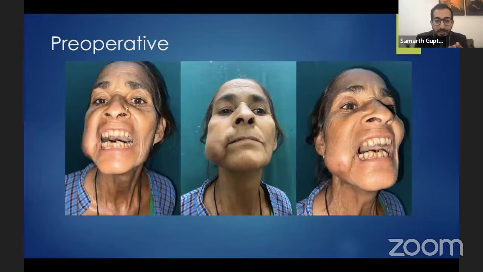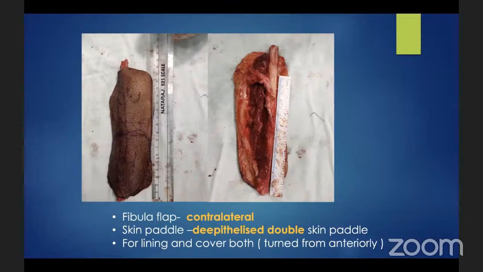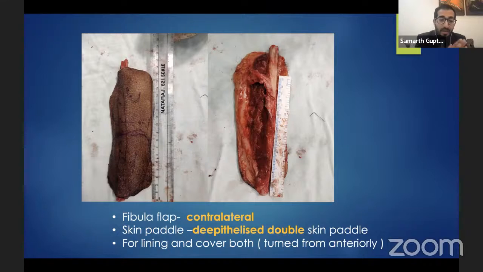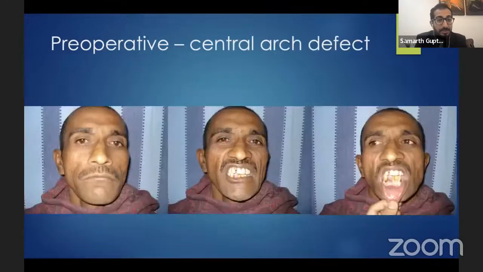There's another patient where the mandible has been reconstructed using fibular bone. The contralateral fibula bone was used, and the skin paddle was used to cover both the lining and the cover. Cover means the skin part, and lining means the inner mucosal part. And this is a post-operative picture of the same patient.